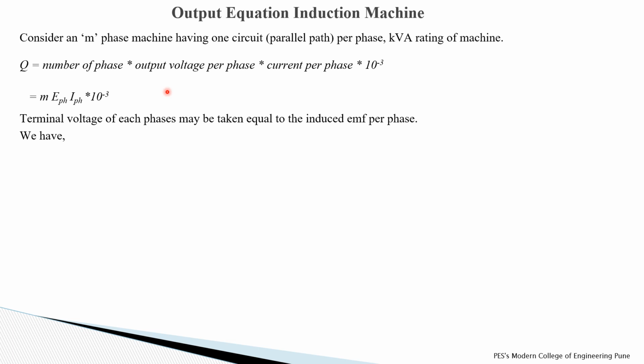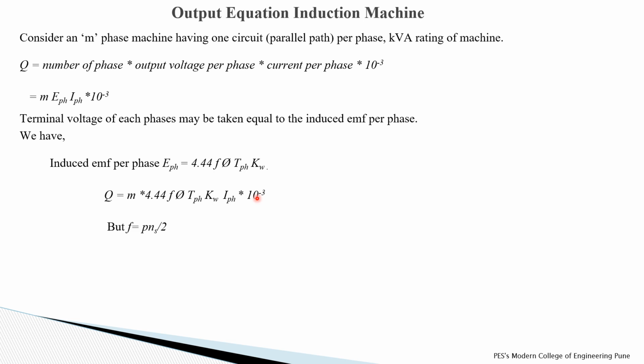For terminal voltage, we can use the EMF induced in the winding with the help of Faraday's laws of electromagnetic induction. That value is nothing but the EMF equation of the winding. The induced EMF per phase, EPH, we can calculate as 4.44 into frequency into flux into TPH, that is the number of turns, into Kw, which is the winding factor. Phi is the flux. So this equation becomes Q is equal to M into 4.44 into frequency into flux into number of turns TPH in the winding into Kw, the winding factor, into IPH, the current per phase, into 10 raised to minus 3.